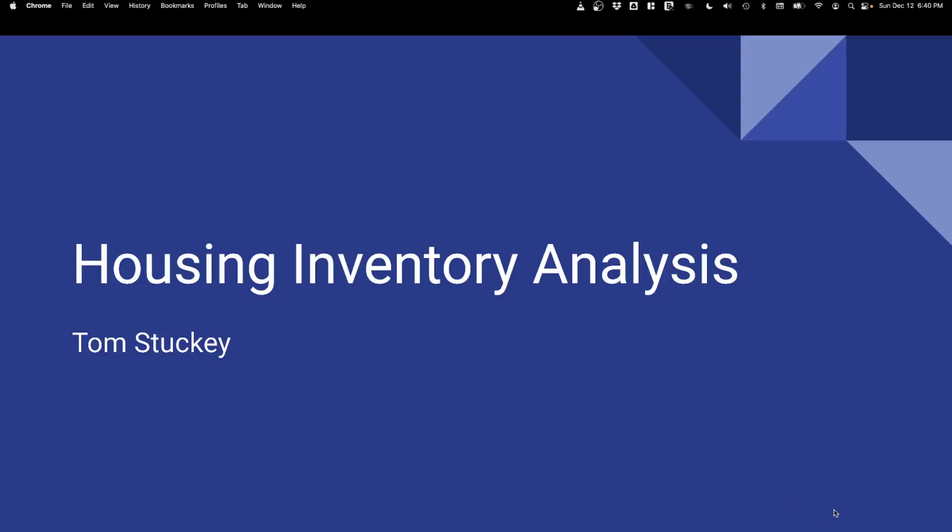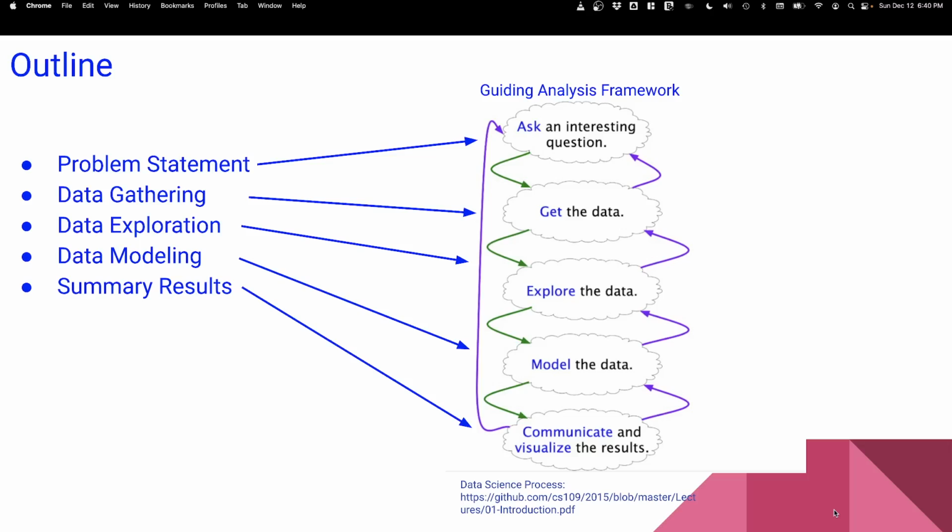Hello, my name is Tom, and I'm going to be talking to you today about some work I completed recently doing housing inventory analysis. I leveraged a data science framework, and you can see that expressed here on the right.